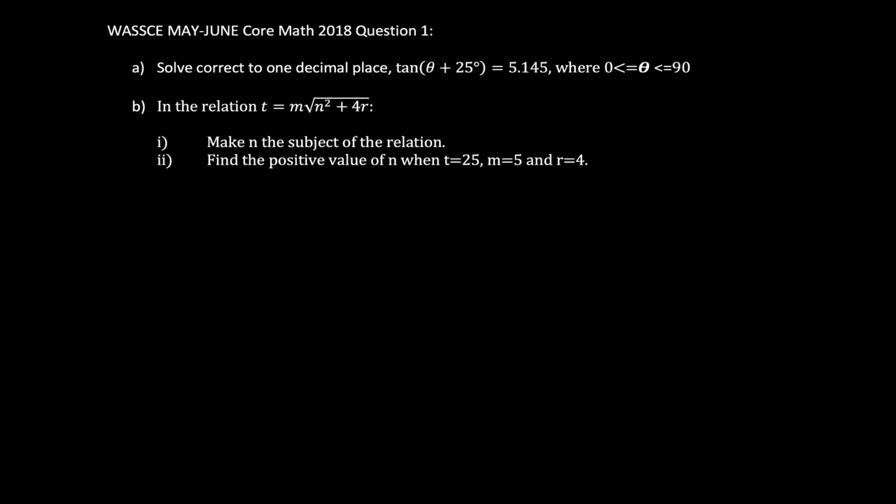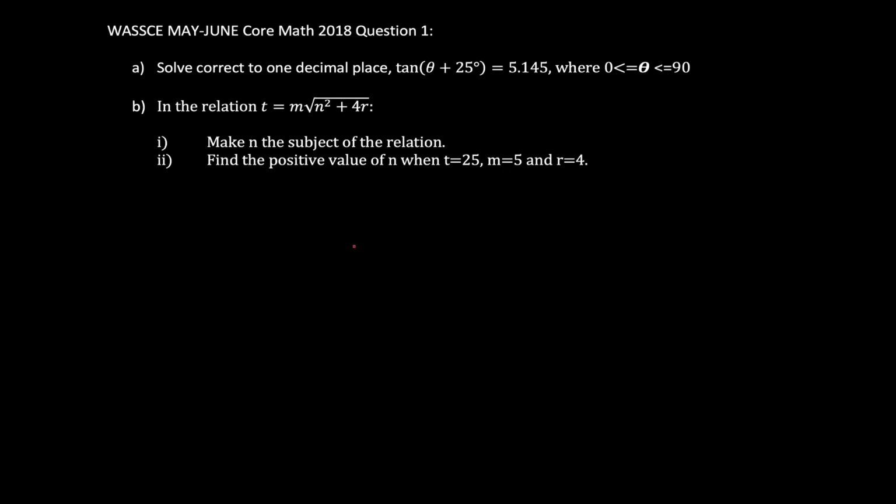Question 1A. Solve, correct to 1 decimal place, tan(theta plus 25 degrees) is equal to 5.145, where theta is greater than or equal to 0 and less than or equal to 90. B. In the relation t is equal to m square root of n squared plus 4r. I. Make n the subject of the relation. II. Find the positive value of n when t is equal to 25, m is equal to 5, and r is equal to 4.